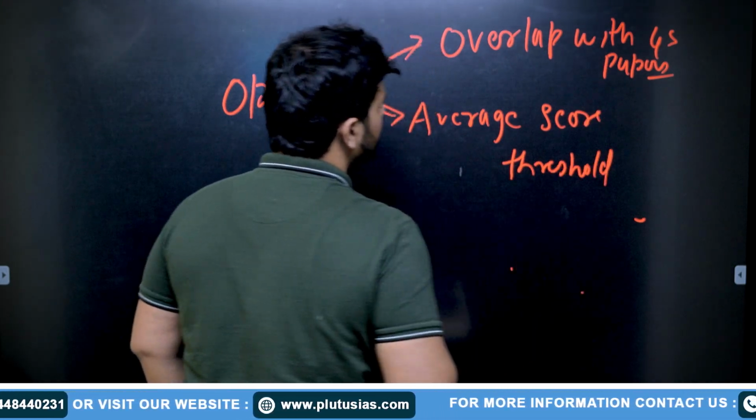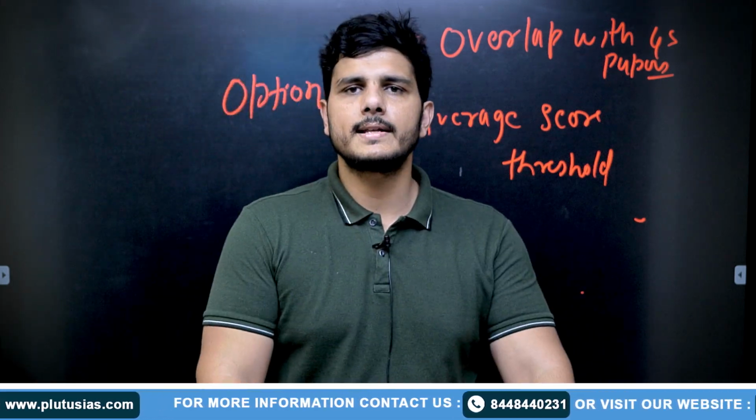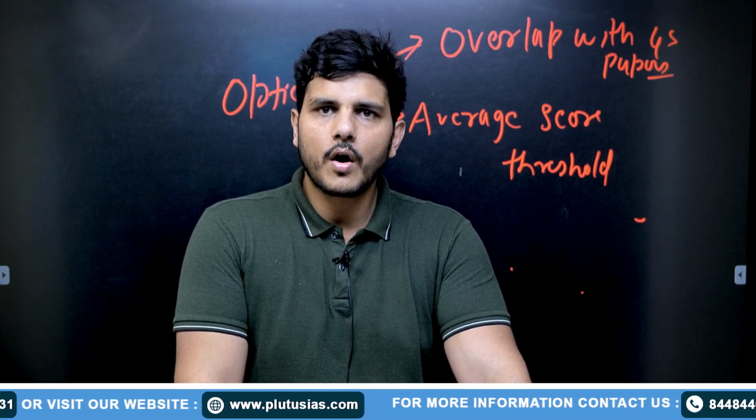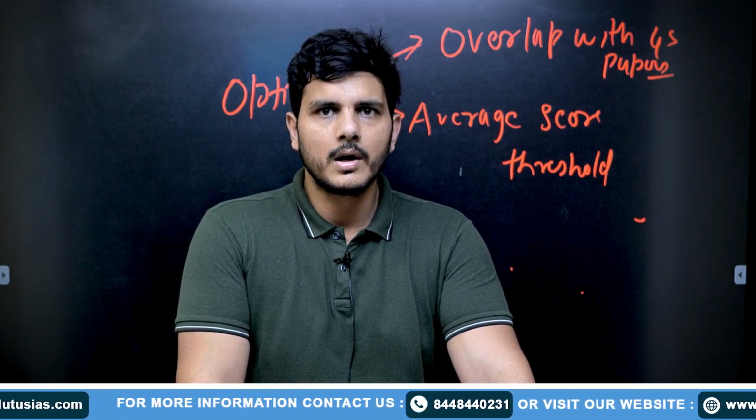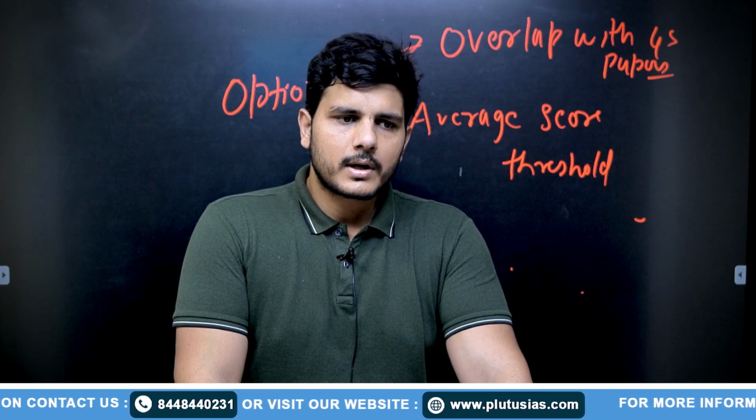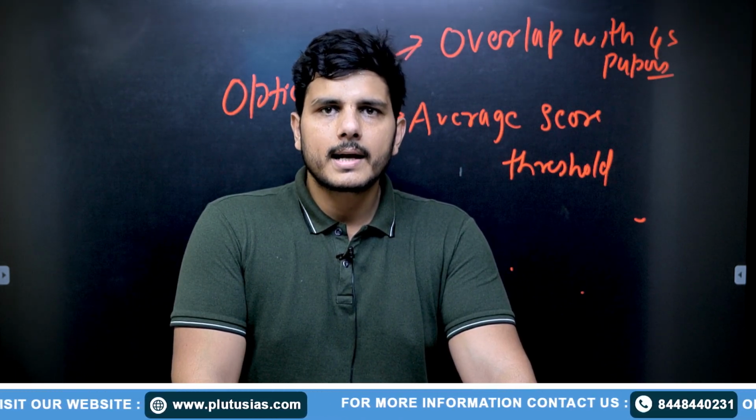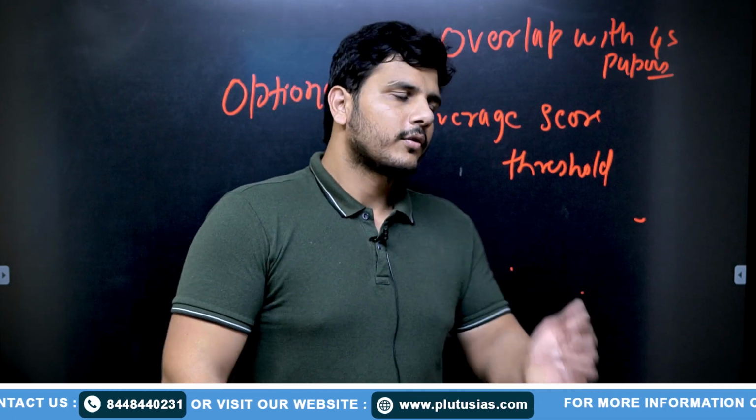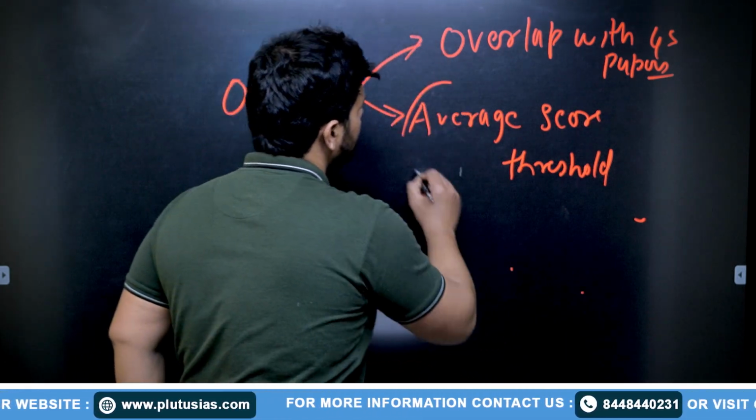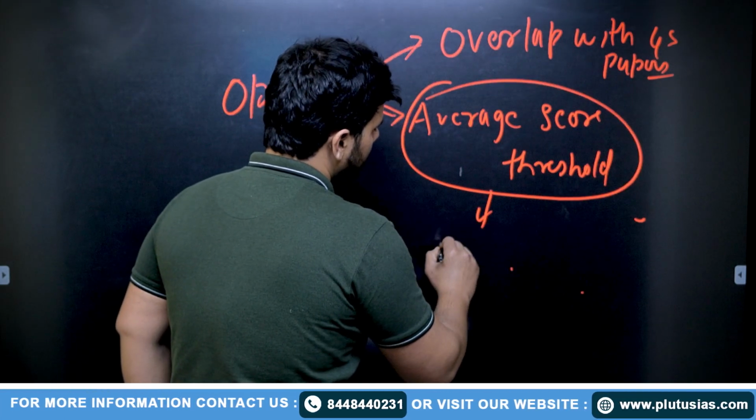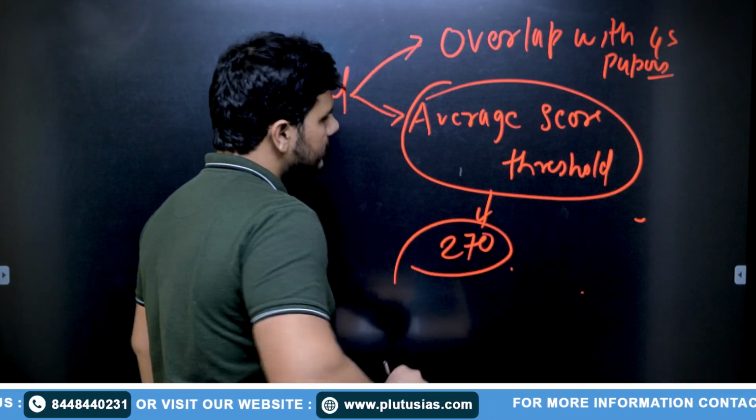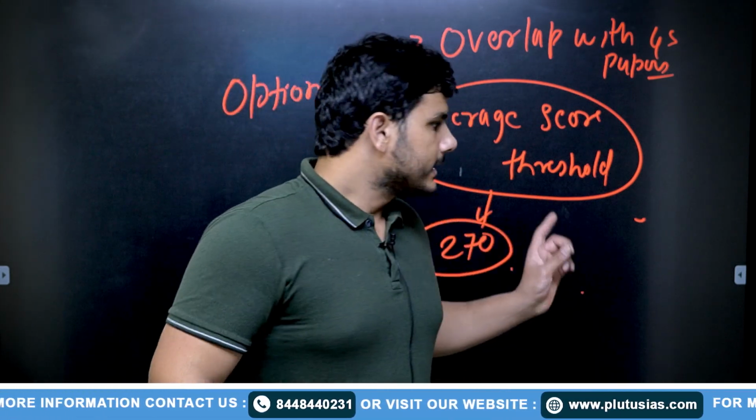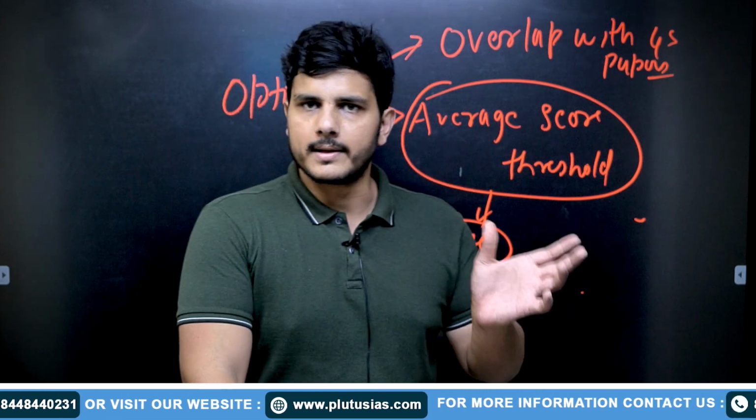When I say average score threshold, it means what defines a suitable optional paper. Look, I will not use the term good or bad, because no optional paper is bad or good in absolute terms. But there are certain parameters from which we describe that it is a suitable option for you. This second parameter, average score threshold, should be 270. Why 270? Because to secure your rank in the final list, at least you should be achieving these marks in the mains optional paper.